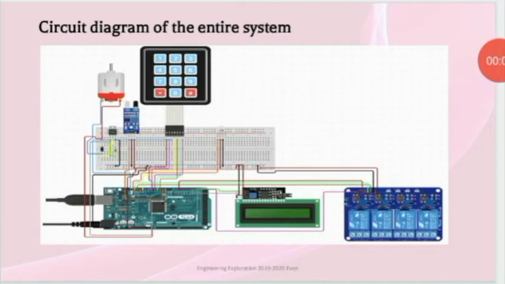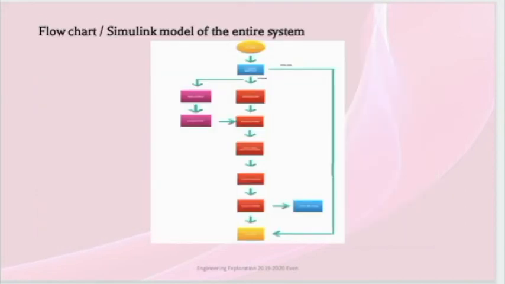For making the circuit diagram, we have used Tinkercad software. Here is the circuit diagram of the entire system. We can see the keypad, motor, sensor, breadboard, relay, display and Arduino board. Moving on to the next slide, we have the flowchart of the entire system. Beginning with start, user input through keypad and display. Next we have sensor, Arduino board, rolling mechanism, dispensing, cutting, LED blink and finally stop.